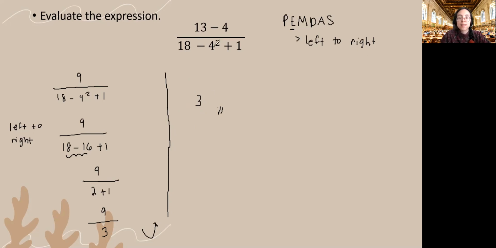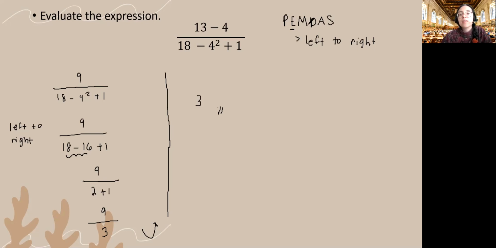Hopefully that's making sense. If you have some questions, why did we start here? Because we're using the left to right rule, meaning that when we have operations like multiplication and division, addition and subtraction, they have the same priority. So multiplication is not more important than division, and addition is not more important than subtraction just because of the way that you see it written here. They have the same priority.